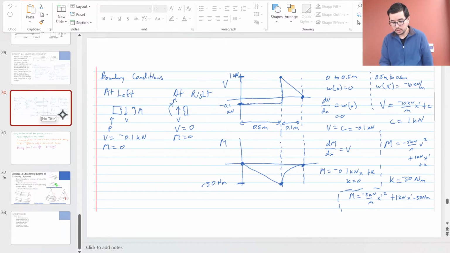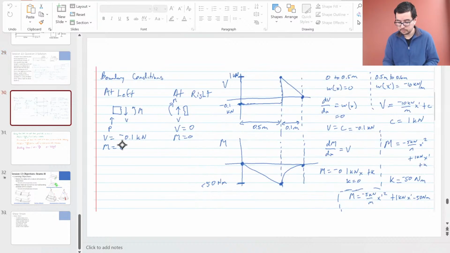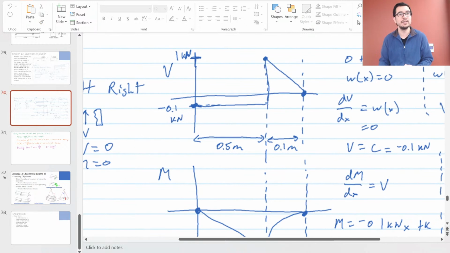Then we have a jump in the beam here because we essentially have an F-app being applied by that support. That F-app leads to a positive delta V, and the quantity is Q, the 1.1 kilonewtons. So we go from minus 0.1 kilonewton up to 1 kilonewton right here. Does that make sense? I'll try to make it a little bit bigger. I know it's hard to see because we are down a monitor.